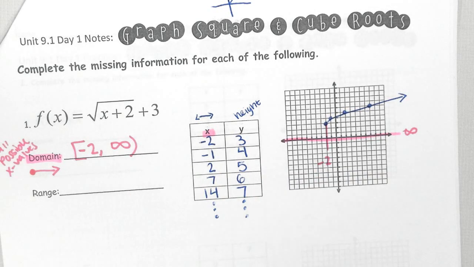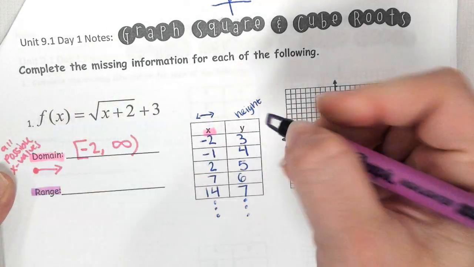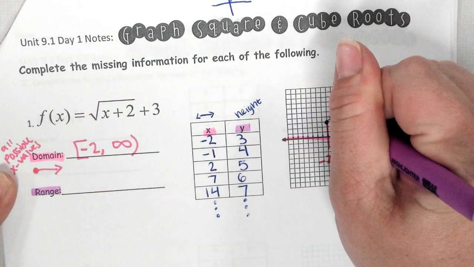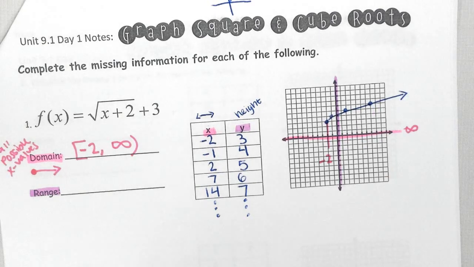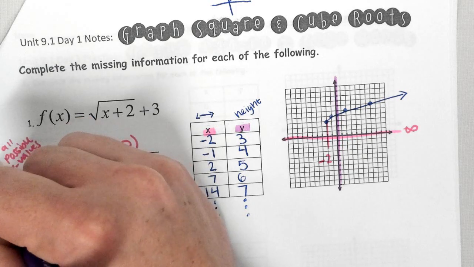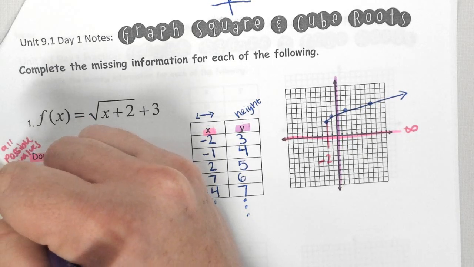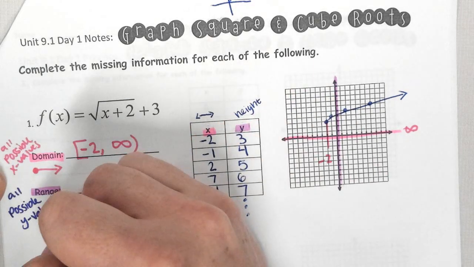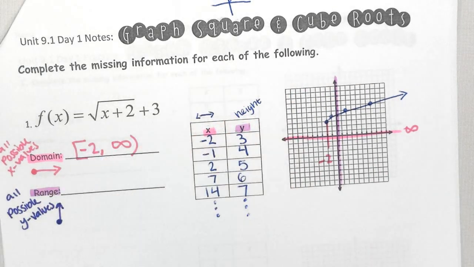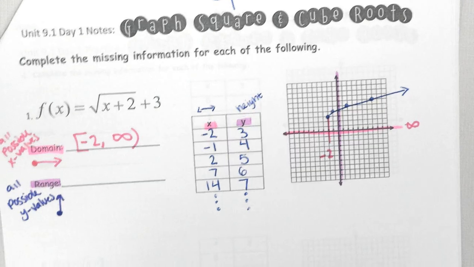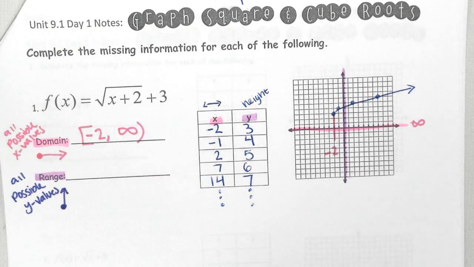Okay, so then range, there it is, your height. It's your y values. It's looking only at your y-axis. So this is all possible y values. And you go lowest to highest. So you ask yourself, where's the lowest point on this graph? Where's the highest point on this graph?